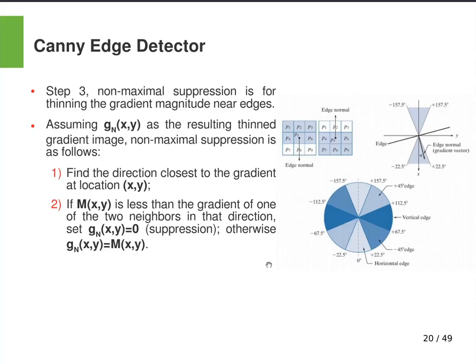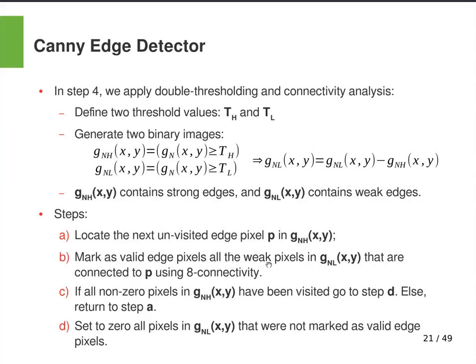So this is to reduce the amount of pixels with low gradient, but this is still not enough. In step 4, we apply double thresholding, and then we do connectivity analysis to remove weak edges even further.